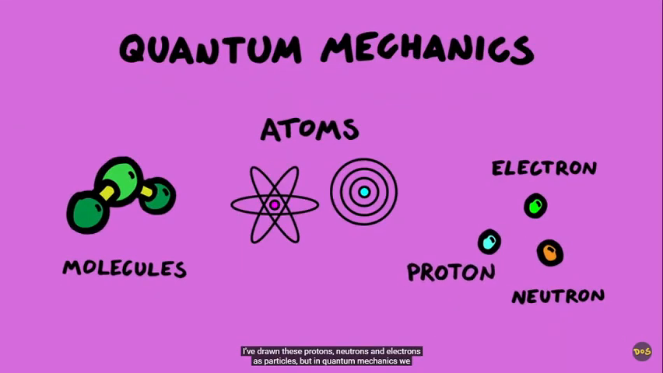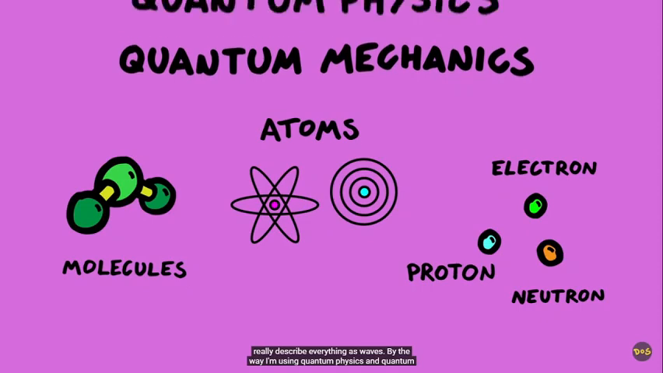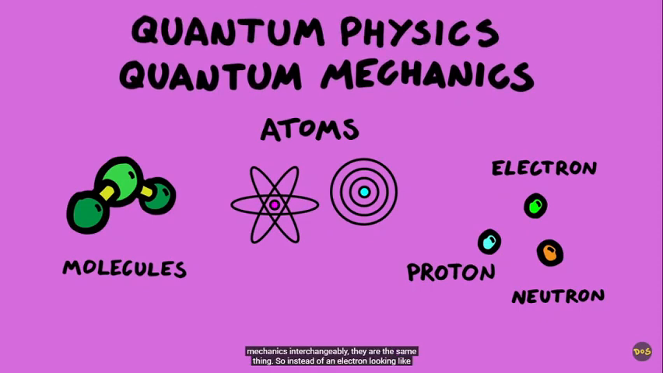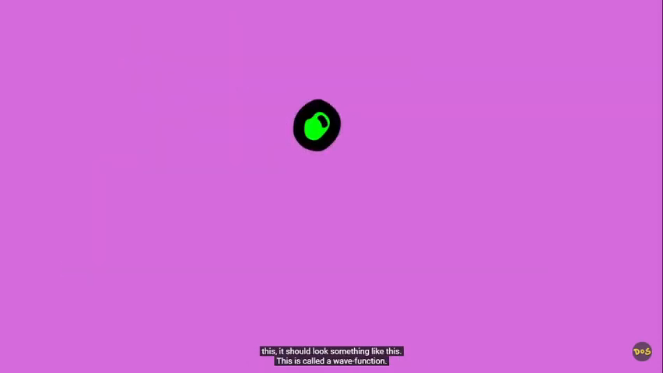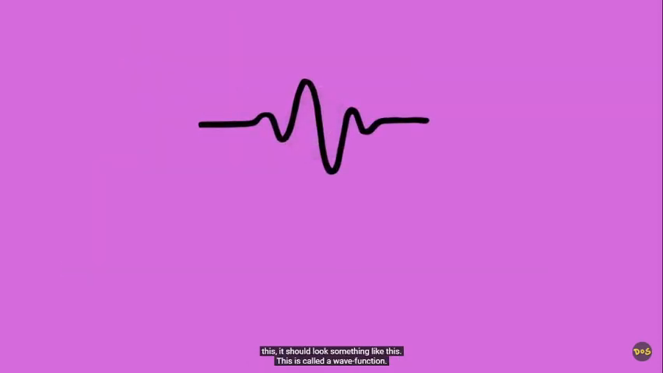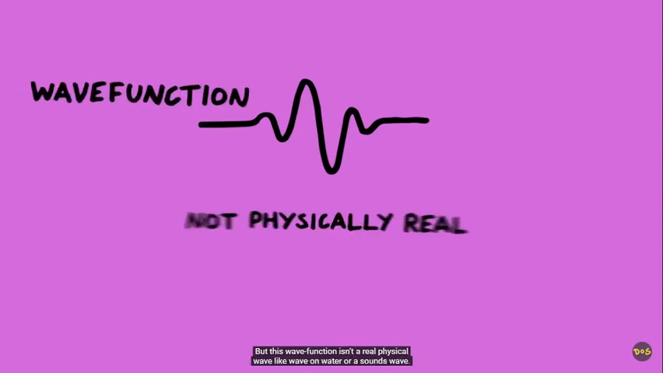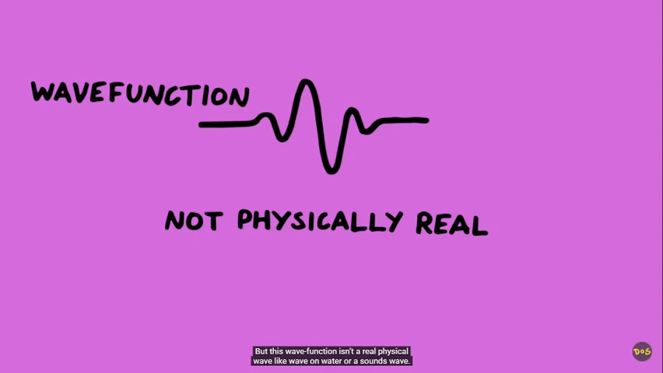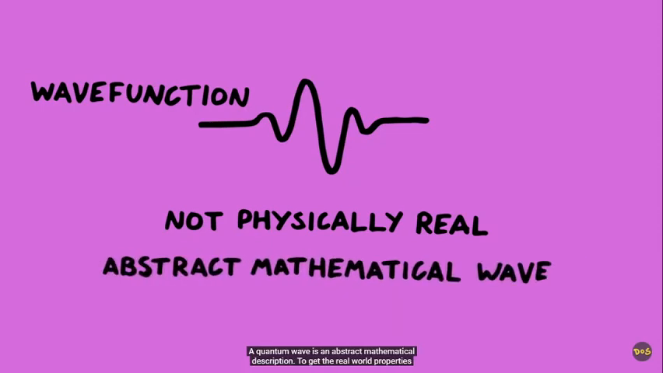I've drawn these protons, neutrons and electrons as particles, but in quantum mechanics we really describe everything as waves. By the way, I'm using quantum physics and quantum mechanics interchangeably, they're the same thing. So instead of an electron looking like this, it should look something like this. This is called a wave function. But this wave function isn't a real physical wave like a wave on water or a sound wave. A quantum wave is an abstract mathematical description.